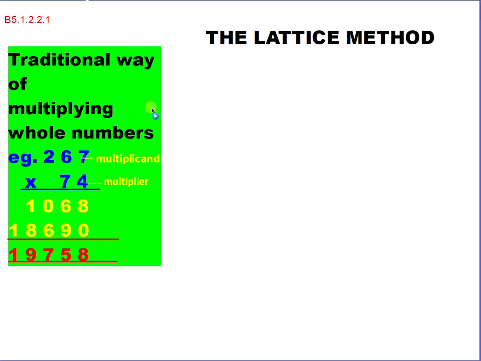Now in this video lesson we are actually going to use the lattice method to multiply 267 by 74. In the previous one we just started by constructing its lattice and sizing it to fit. Do you remember how we drew the lattice, the number of columns we got and the number of rows we got? Let's look at it.